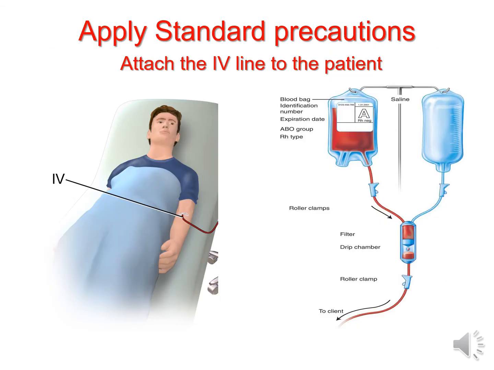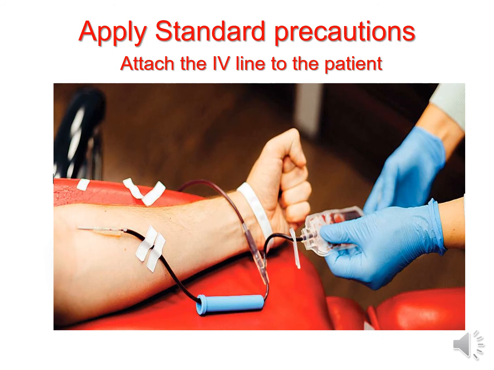We always apply standard precautions, universal precautions. Hand hygiene is most important. We attach the IV line to the patient and we follow the hospital policy. Most organisations will have different policies. Some require use of personal protective equipment like goggles, a gown, gloves, absolutely hand hygiene prior to commencing the transfusion.